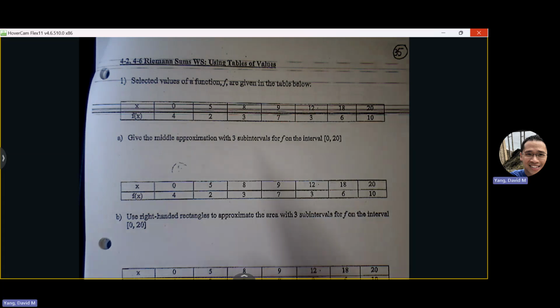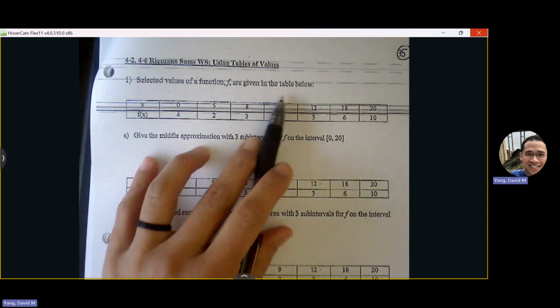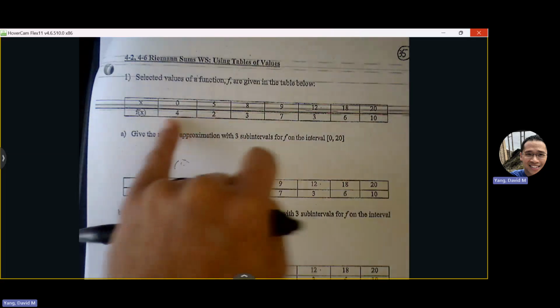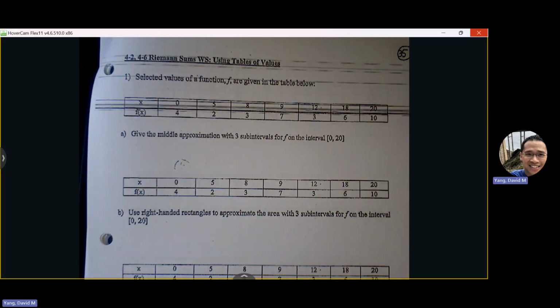All right, so we have selected values of a function given in the table. So we have a bunch of ordered pairs. We don't know what the graph looks like. We just know that the graph is going to hit these points. Okay. So we don't have to worry about how good our approximation is. I think the main picture is that, okay, we know trapezoid will be the best approximation.